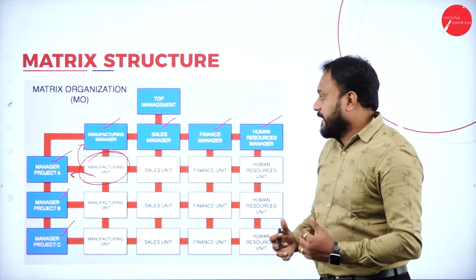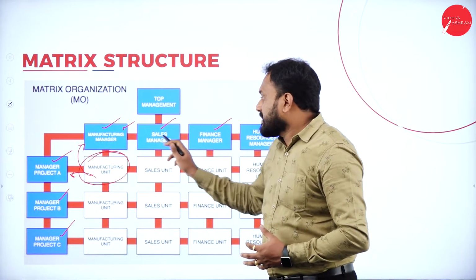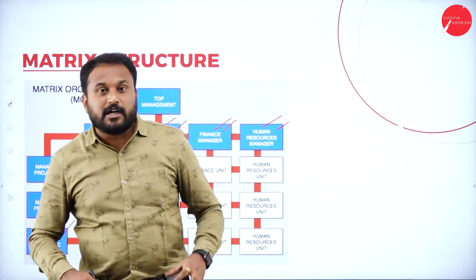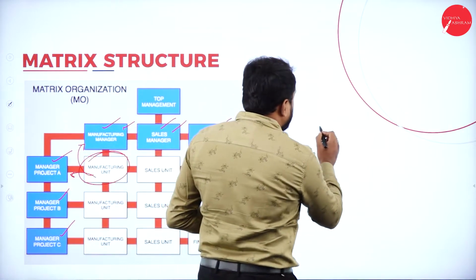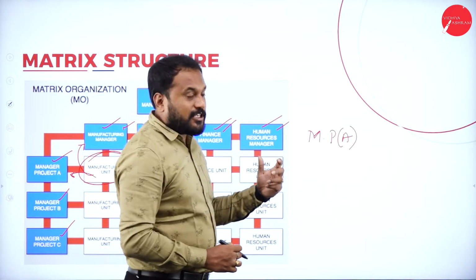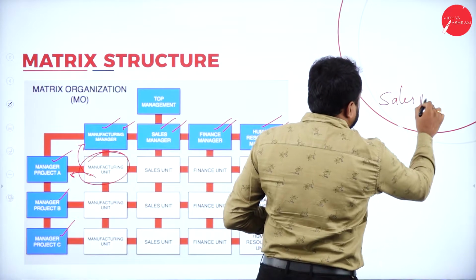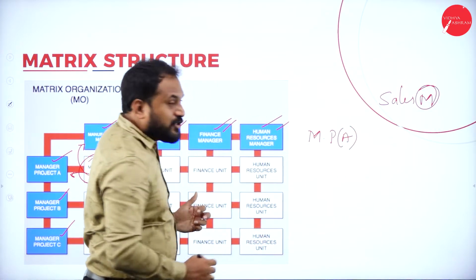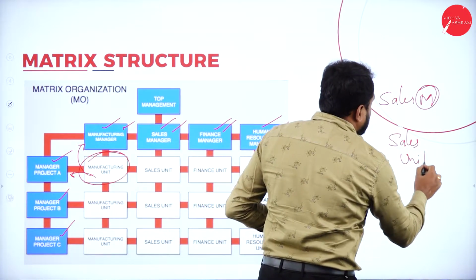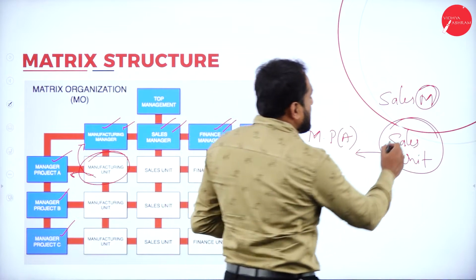But you need to also consider that these people need to report to the project manager as well as the manufacturing manager, sales manager, finance manager, and human resource manager. So that means what? There is a dual authority. I'll give you a hint here. Now take project manager A, and here we have, say, the sales manager. Now the sales unit, if I take the sales unit, the sales unit employee should listen to the project manager A as well as the sales manager.